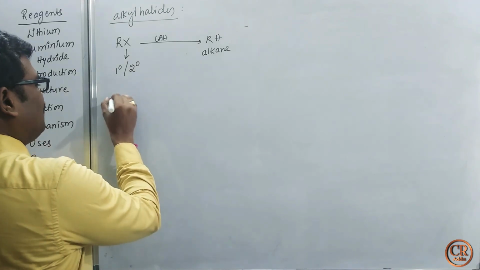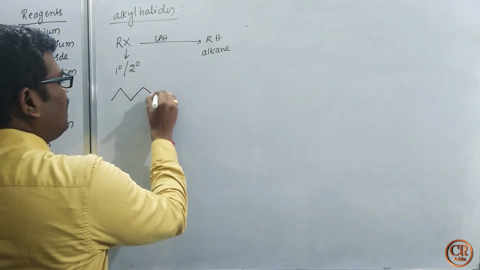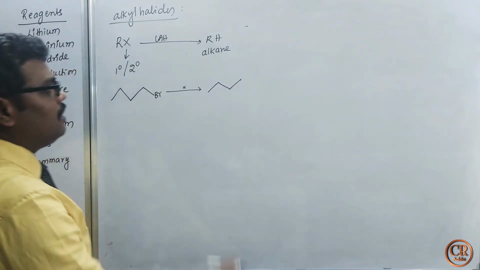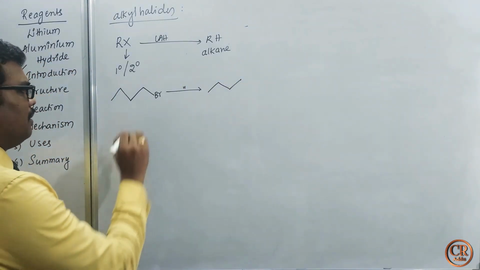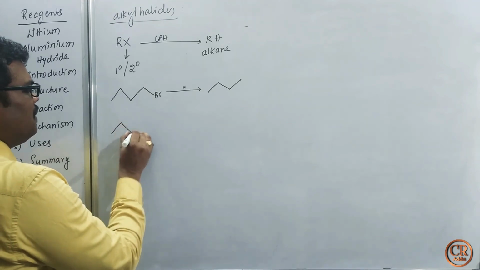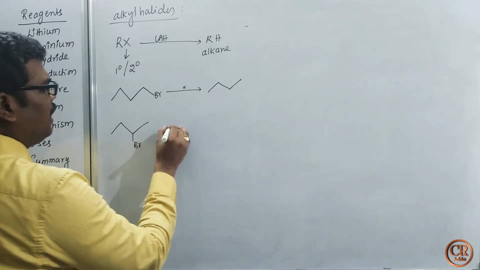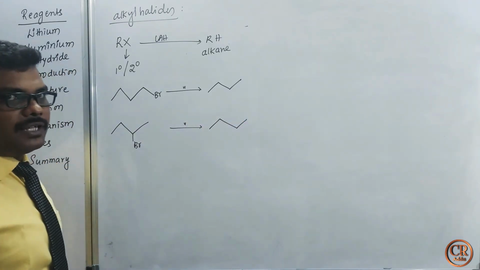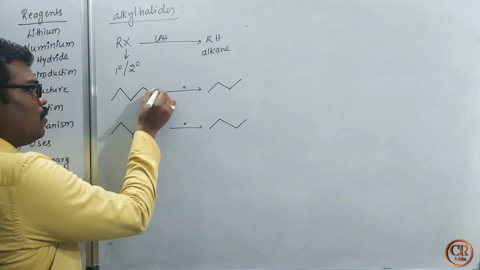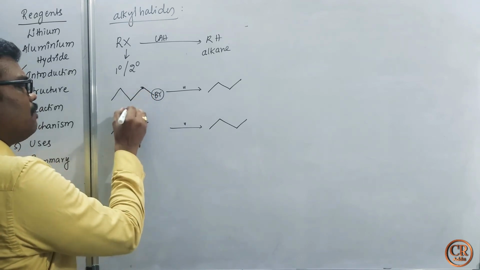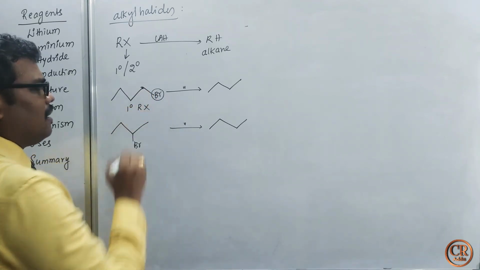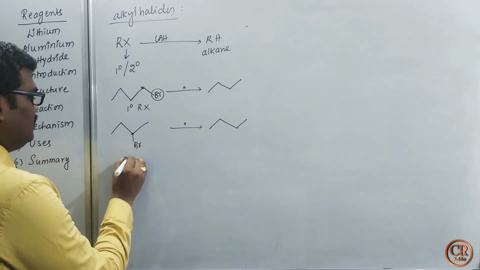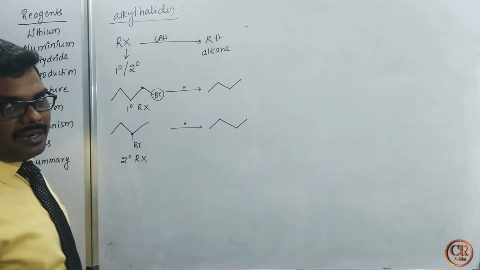Let us take one example. I am taking n-bromobutane. When it reacts with lithium aluminum hydride, it gives n-butane. Suppose I take 2-bromobutane, when it reacts with lithium aluminum hydride, it also gives n-butane. See, this bromine is attached to a primary carbon, that's why it is called a primary alkyl halide. This bromine is attached to a secondary carbon, that's why it is called a secondary alkyl halide.